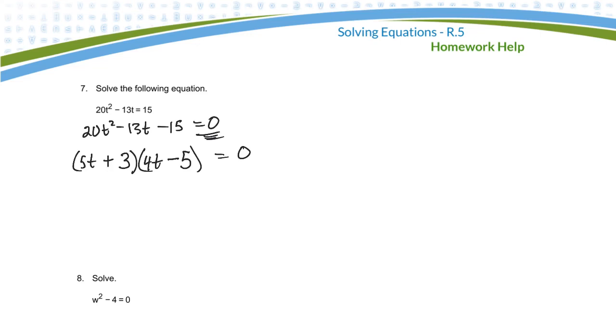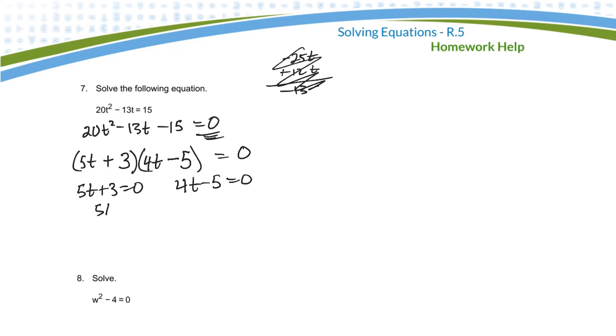5t times 4t is 20t squared, yeah. Minus 25t, and then a plus 12t. And together that gives you minus 13t. That's what I'm supposed to get. Yes. So that means this is right. Again, the 0 property says that either 5t plus 3 is 0 or 4t minus 5 is 0.